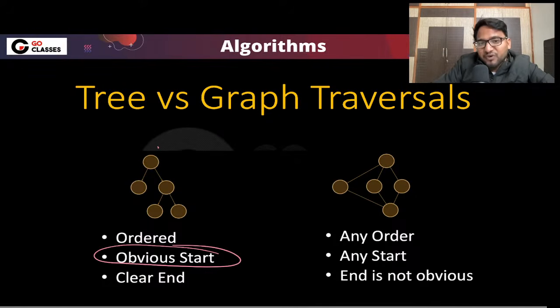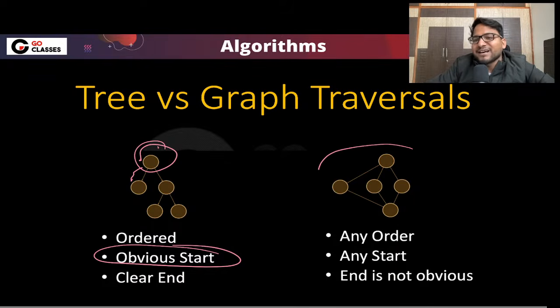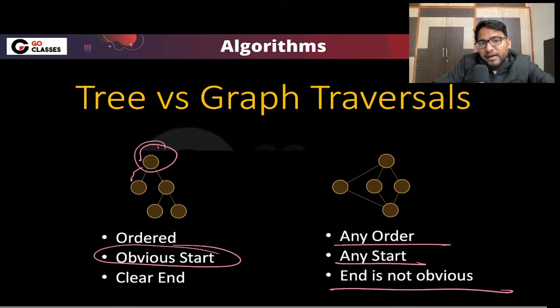You will be starting from here, and this is clearly ordered, well structured basically, right? But here it does not have any order. Maybe you can start from here, maybe you can start from here. It is just a graph, right? Any start, any order, and the end is also not obvious. Here the end is obvious.